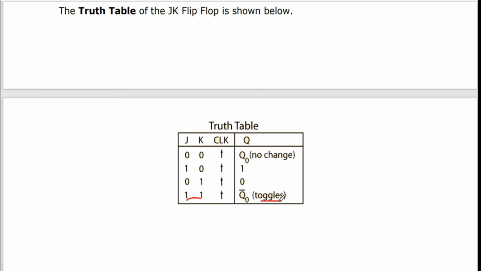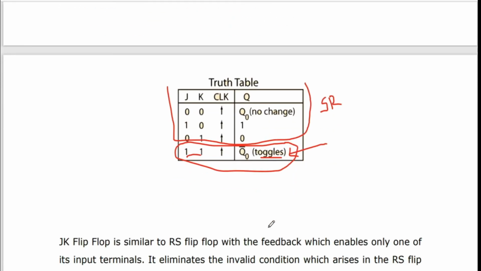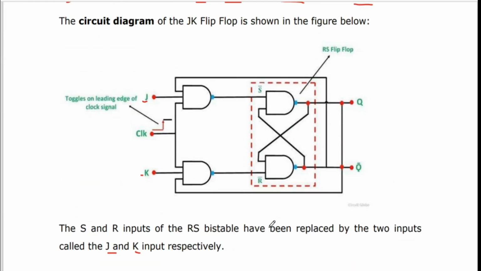toggle condition. Now we'll focus on this particular condition, the toggle condition, because until here the same status remains as what you discussed with your SR flip-flop. Our main intention was to focus on the last condition where both J and K are 1 1. So how this particular circuitry works, that is what we are going to see.